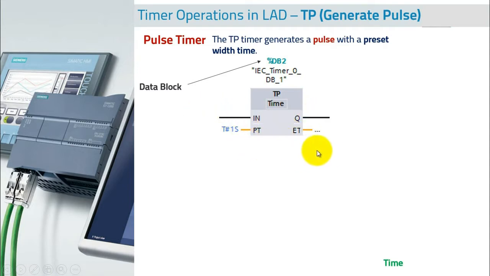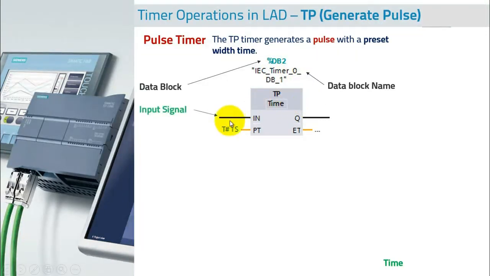We have a lesson on changing or accessing the parameters of a timer, in which I will explain more about this data block. So this is the address, and that's the name of the data block. You can also give your own name. You can write it as TP1 or TP2. You can give your own name to this data block.